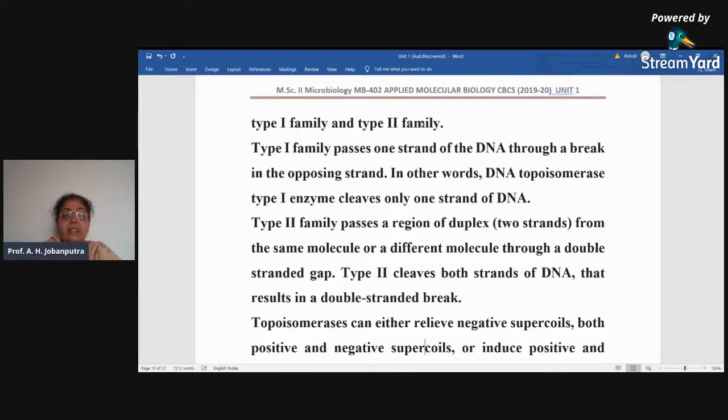Type 2 family passes a region of duplex from the same molecule or a different molecule through a double stranded gap. These topoisomerases actually show their action in the space between the two double strands. So that is why we can say in a common language that type 2 topoisomerases cleave both the strands of the DNA and result in double stranded breaks. That is the difference. Even if one strand is broken, unwinding will take place. Even if two strands are broken, more unwinding or fast unwinding will take place. That is the only difference.